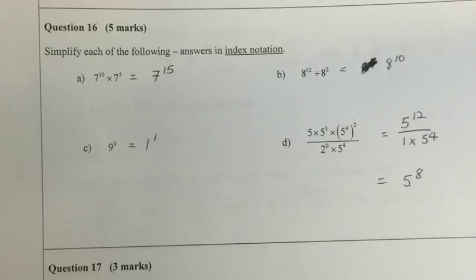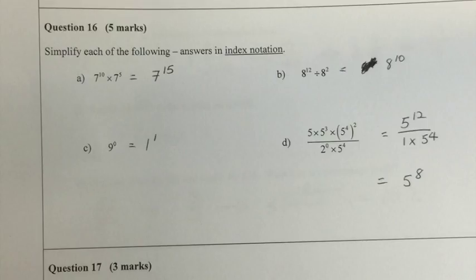Okay, so question 16. So we've got to simplify each of the following and make sure we're putting our answers in index notation. Okay, so 7 to the power of 10 times 7 to the power of 5, remembering our index shortcut, which we've already talked about. We can just add those indices. So 10 plus 5 equals 15, so it equals 7 to the power of 15.